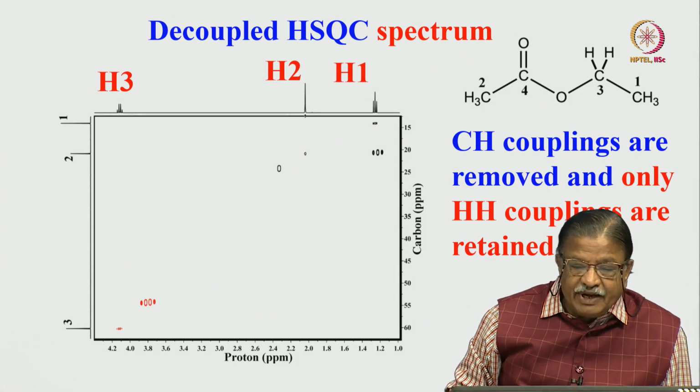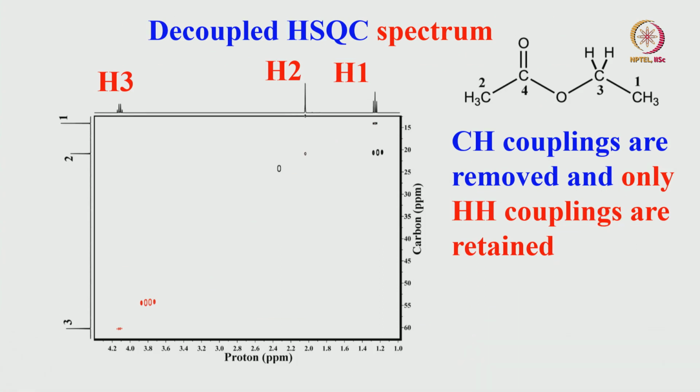Okay? Very easily. The same thing if I do the decoupled HSQC. What are we going to do? We are removing CH couplings and only HH couplings are retained. What will happen now? The realistic example. There were doublet of triplets we saw earlier. Now that large doublet, the one bond CH coupling, is broken. We have removed it because of decoupling.